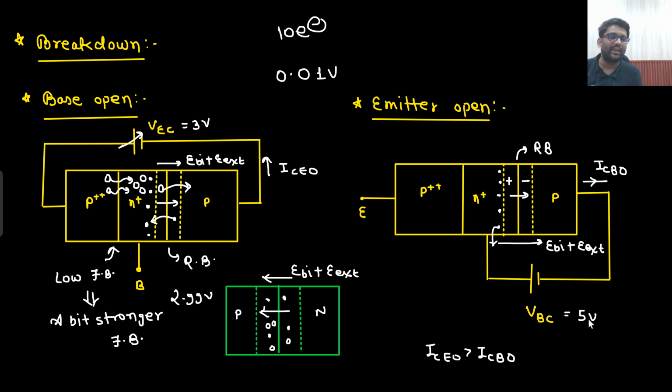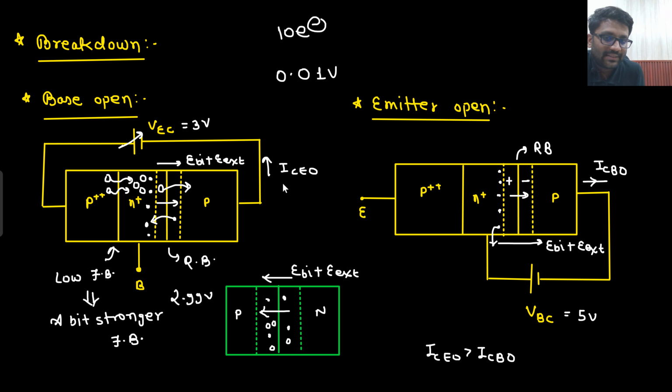Are you able to understand this point? Why do I require 5 volt here? Because whatever the amount of current that is flowing here, if I want to flow the same amount of current there, then I would have to apply more reverse bias. But here I would have to apply lesser reverse bias. Is that clear? Why is the current large?